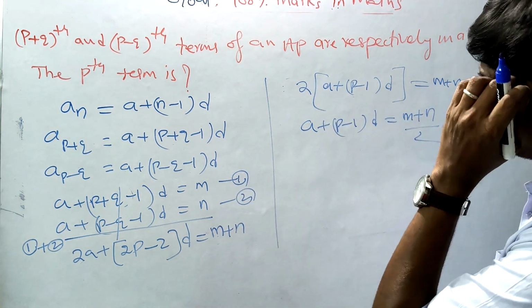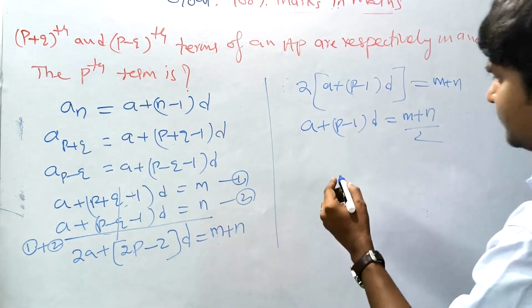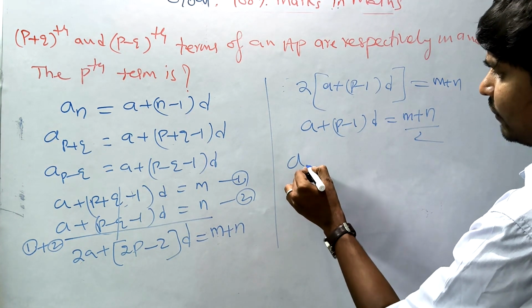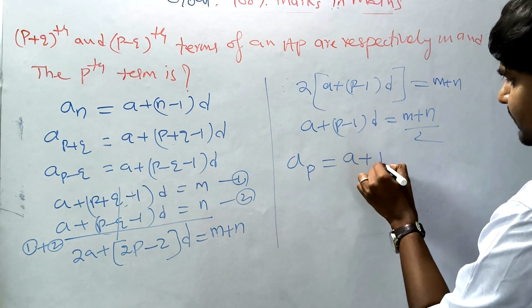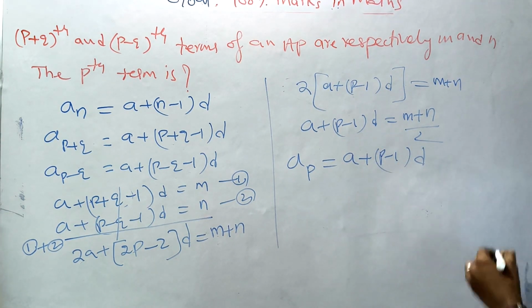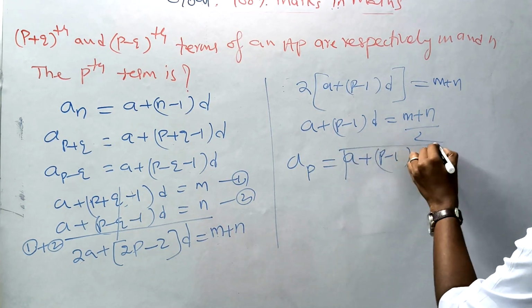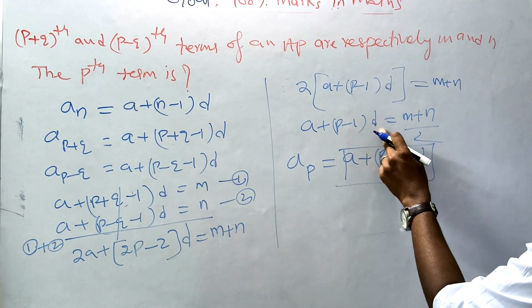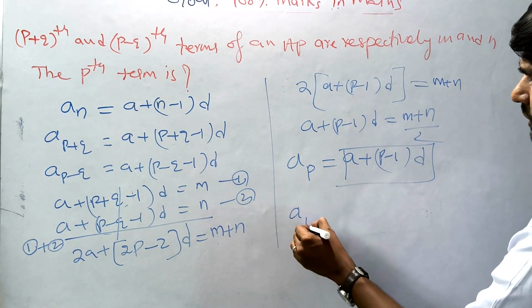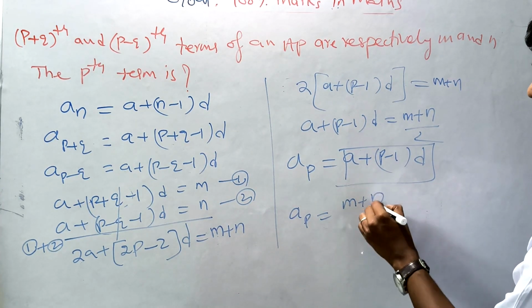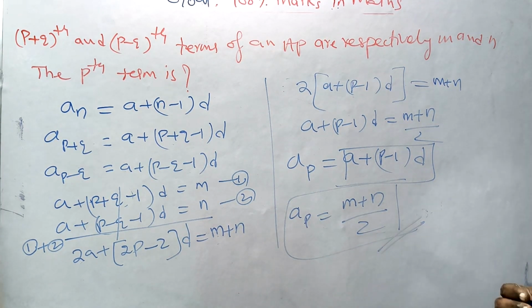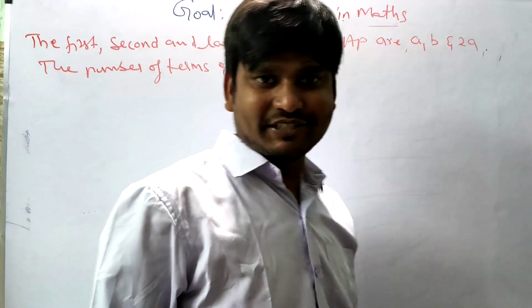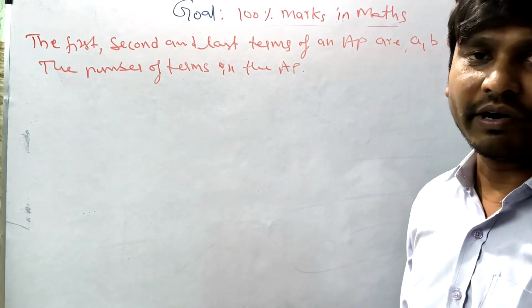Now you have to find out the pth term. The pth term is nothing but, instead of a_n, you take a_p, which becomes a plus (p minus 1) into d. Yes or no? Now we already derived this. What is a plus (p minus 1) into d? It is (m plus n) by 2. So a_p is equal to (m plus n) by 2. This is your answer. Clear all of you? Right students, one more challenging question we have to do.